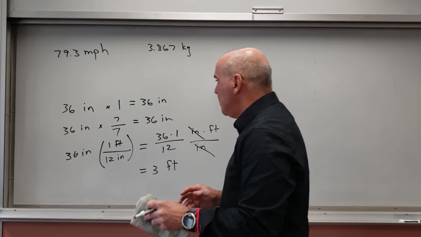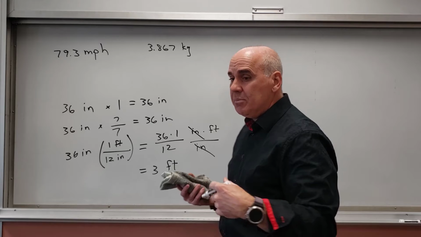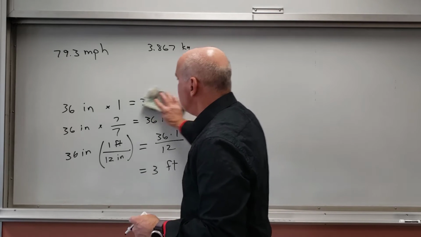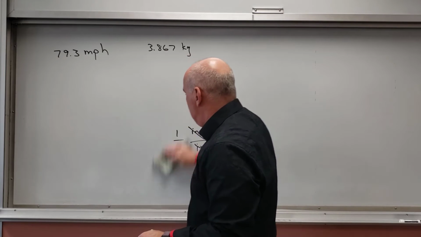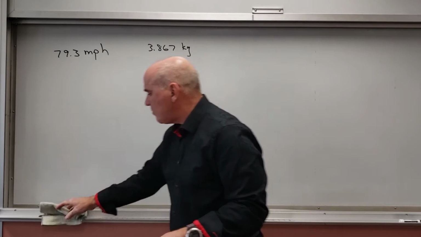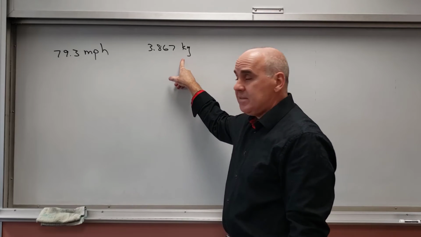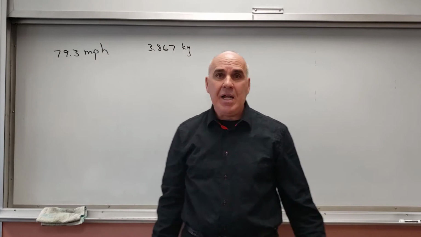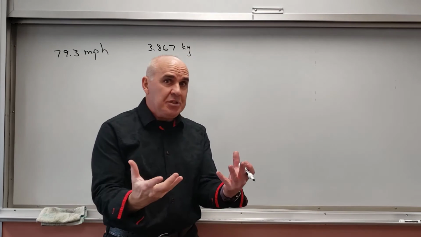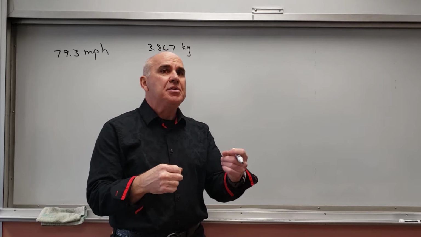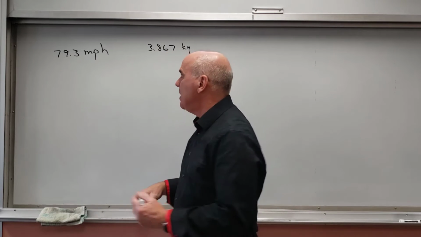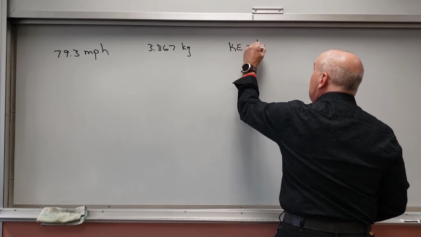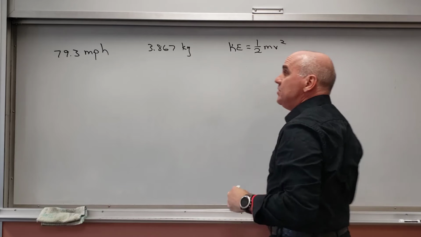All right, so now let's go to the next phase, and let's do a little bit more complicated unit conversion. What I'm going to do is a problem. In this problem, I have an object that is 3.867 kilograms in mass, moving at 79.3 miles per hour. What I want to do is calculate the kinetic energy. Now, the equation for kinetic energy is 1/2 mass times speed squared.